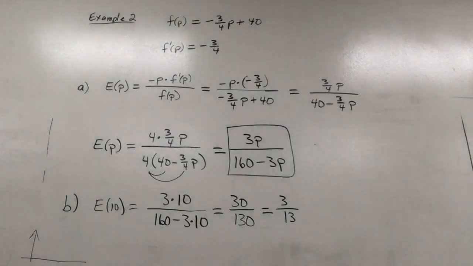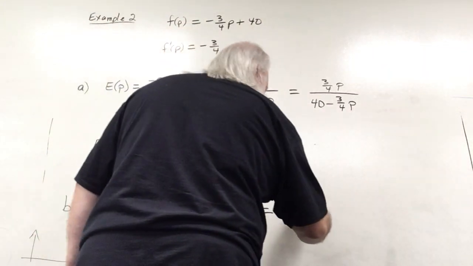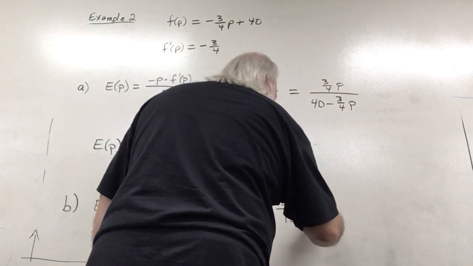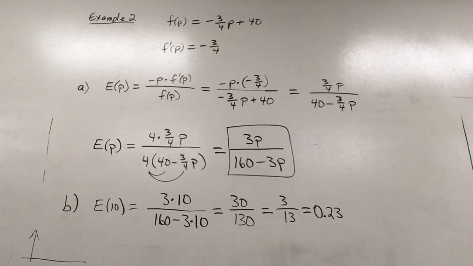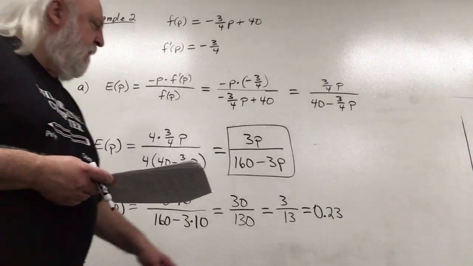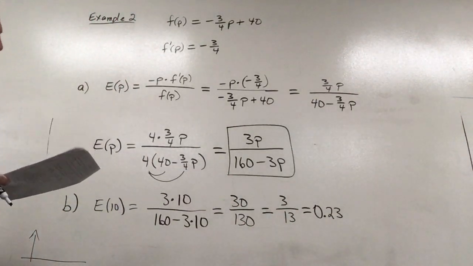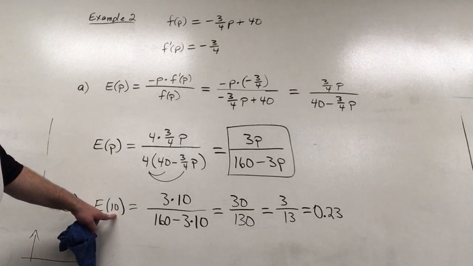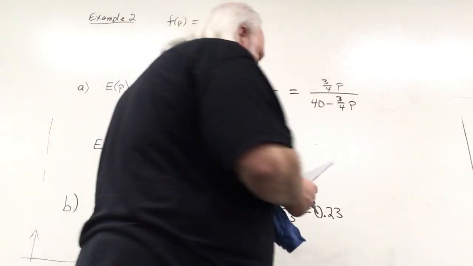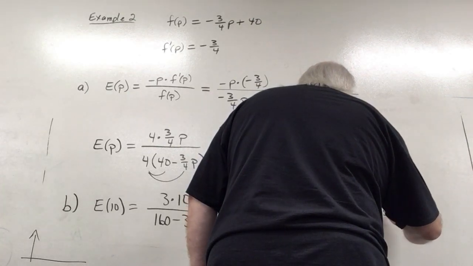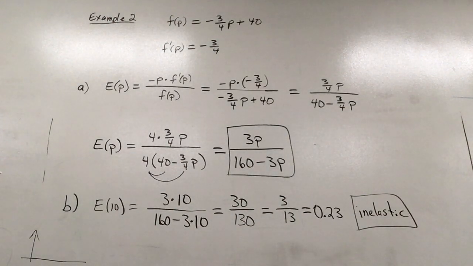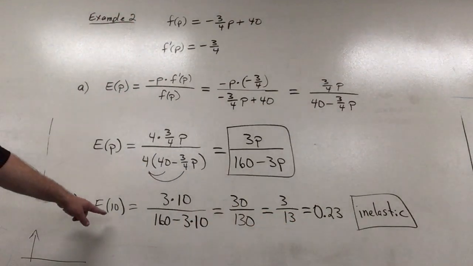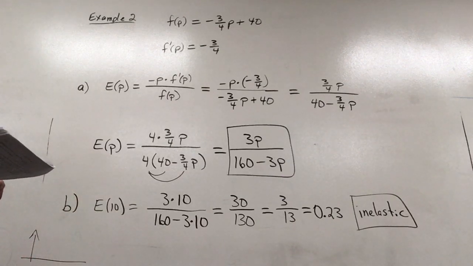And you can recognize that's a proper fraction, right? Proper fractions are between 0 and 1. So this fraction is less than 1. And you can also use your calculator to write out the decimal value, which is 0.23. And you know the decimal 0.23 is less than 1. And so from the rectangle up above, if the elasticity is less than 1, which it is in this case, then demand is inelastic at that price. So at a price of $10, demand is inelastic. Elasticity is less than 1 at a price of $10, so demand is inelastic at a price of $10.